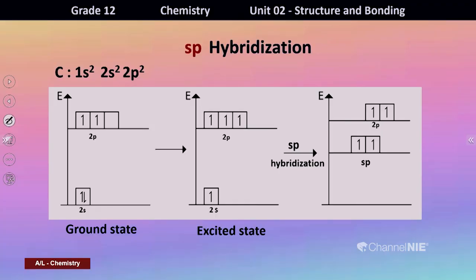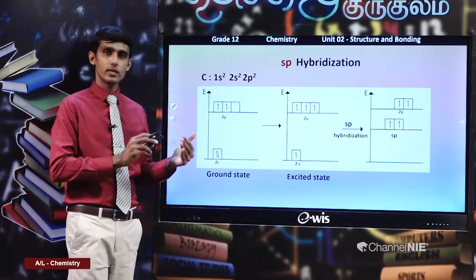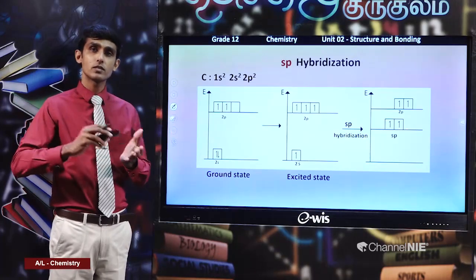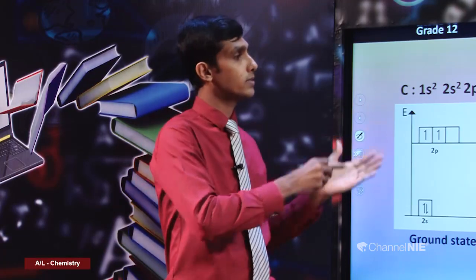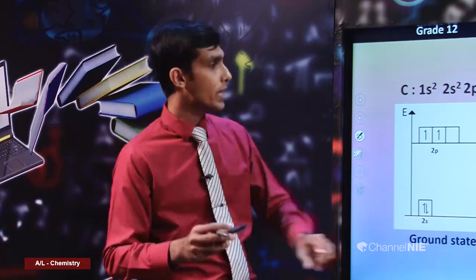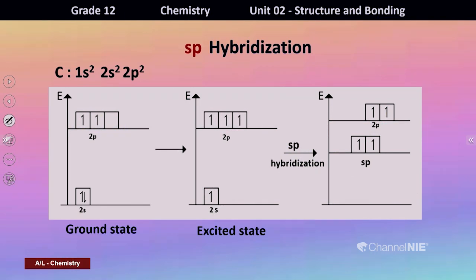In sp hybridization, one s orbital is involved in the hybridization, which means it combines with one p orbital. There are 3 p orbitals, and it combines with one of them. So, one s orbital and one p orbital will form 2 sp orbitals. So, the number of orbitals involved in the hybridization is the same as the number of orbitals resulting from the hybridization. Their energies are intermediate between s and p, and their shapes are also different from the shapes of s and p orbitals.